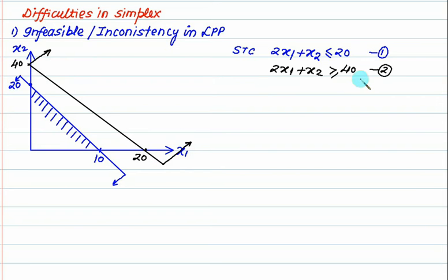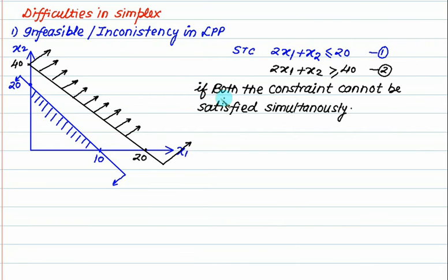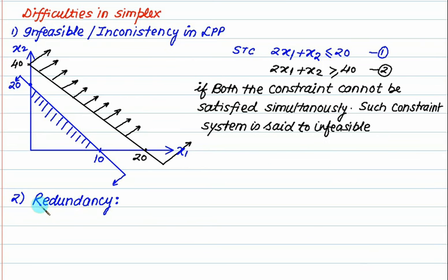Why is it a region like this? Because this one is greater than. So do you have any common solution or you don't have any common solution? If we don't have any common solution, we cannot find out the value of either Z max or Z minimum. This type of system is called infeasible or inconsistency in linear programming. So what we conclude is that if both the constraints cannot be satisfied simultaneously, then the given system is called an infeasible system.